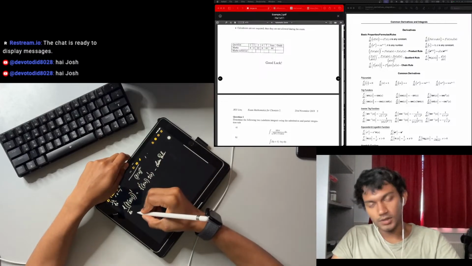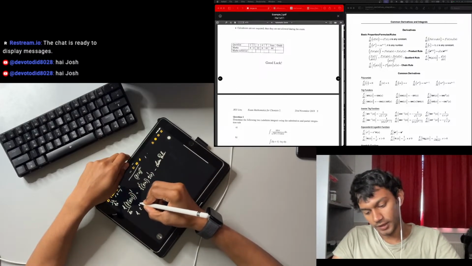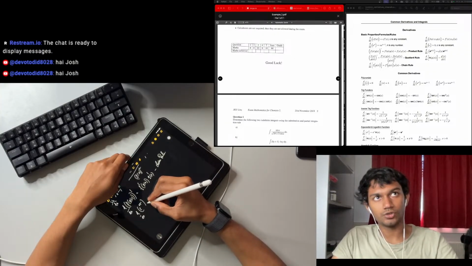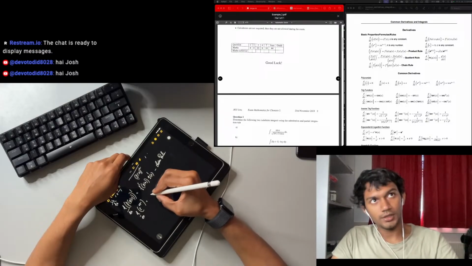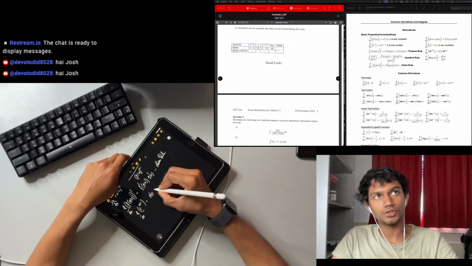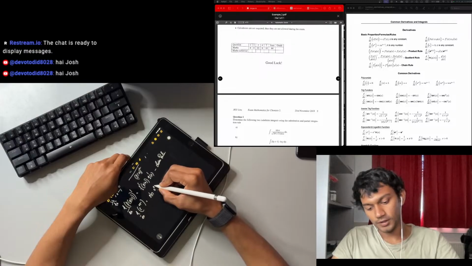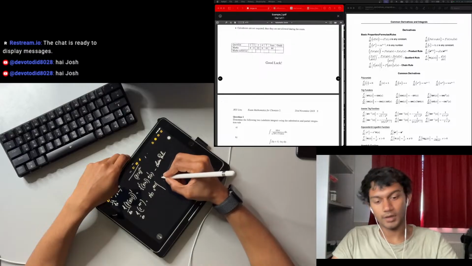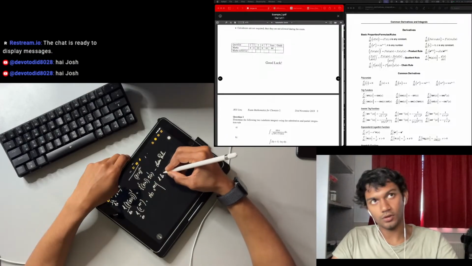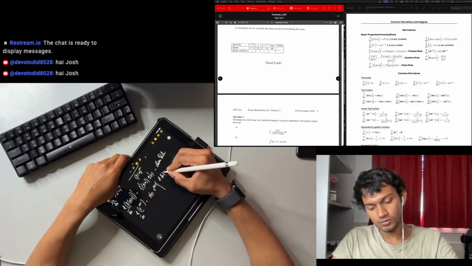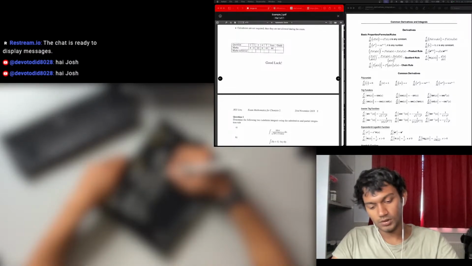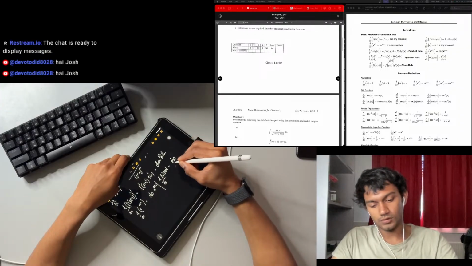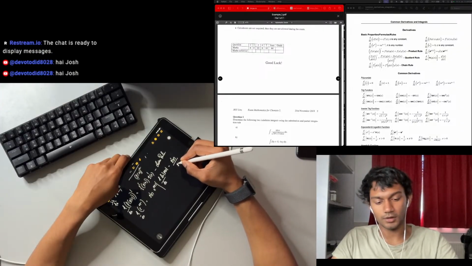Oh wait, there's more. d of e raised to g of x. The derivative of e raised to a function is g dash of x times e raised to g of x. Then we got the natural logarithm of a function, divided by d of x, equals the derivative of the function divided by the function itself.